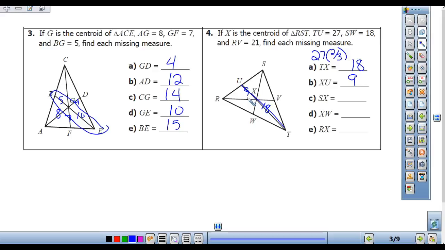And then it tells us SW. This whole thing is 18, right? So to find SX, I have to take 18 times 2/3, which is 12. That makes XW 6. It's going to be half of that.